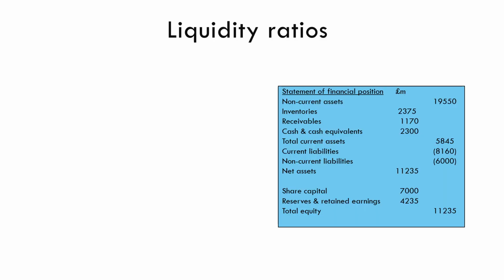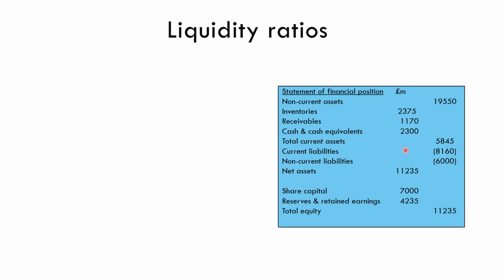Let's have a look at some examples here. So here we have a statement of financial position for a business. They have non-current assets here, and then they have their current assets listed: inventories or stock, receivables or debtors, cash, and so these are their total current assets. Then they have current liabilities, non-current liabilities, money they owe. So again, the net assets here, the assets minus the liabilities, 11,235, which is the same as the shareholders' funds, 11,235. So let's say what might be the current ratio.